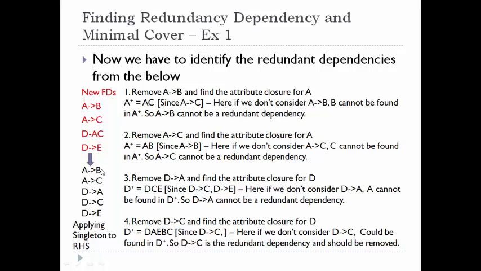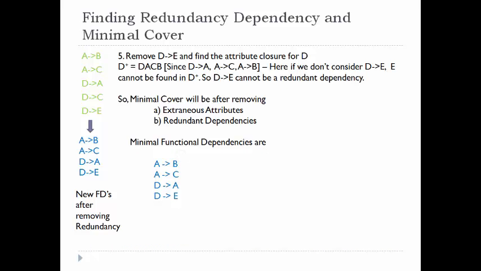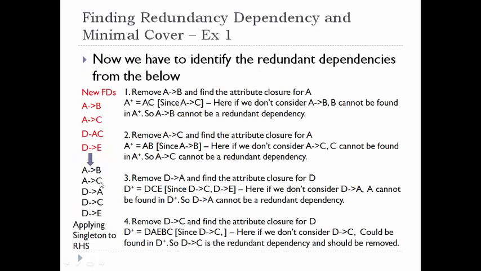Now we have A, C alone. If you remove this A tends to B, we have missed this B from the entire set of functional dependencies. So we could not say that A tends to B might be redundant, because if we remove this A tends to B, obviously we are missing this B attribute here. Now the second step is removing A tends to C and then finding the closure for A.